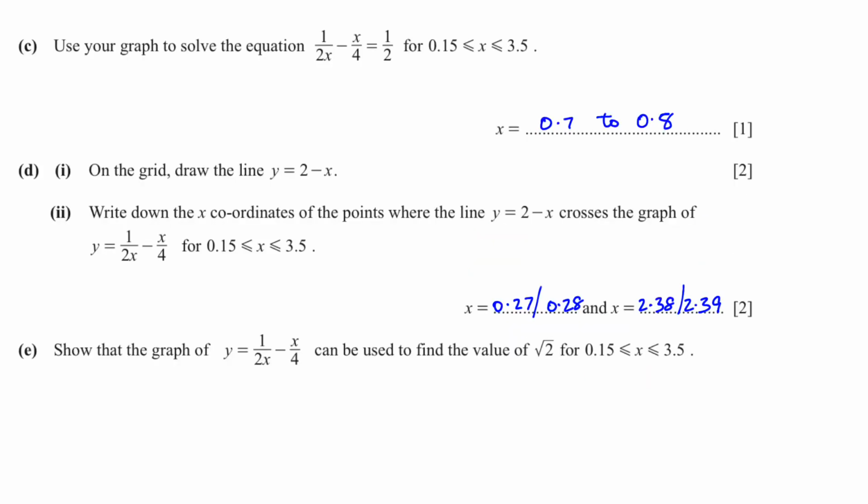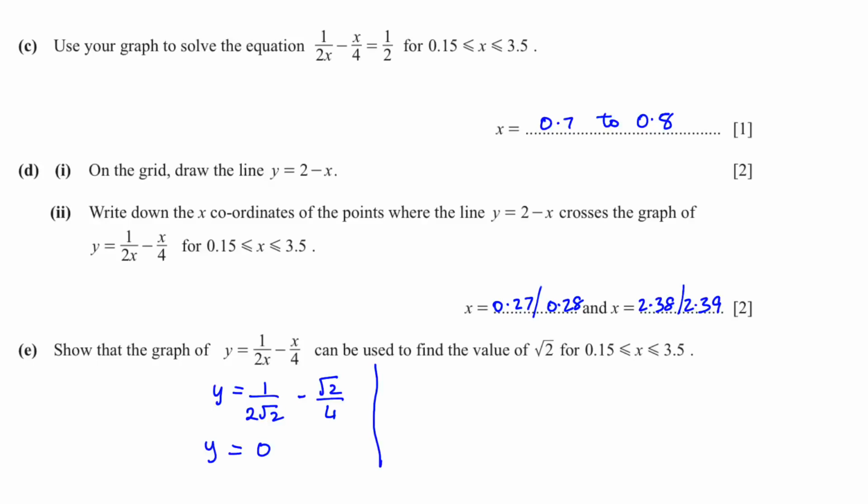Part E. Show that the graph of y is equal to 1 over 2x minus x over 4 can be used to find the value of square root 2. We will replace the x with square root 2 and see what we get. So y is equal to 1 over 2 square root 2 minus square root 2 over 4. And you will get that y is equal to 0.